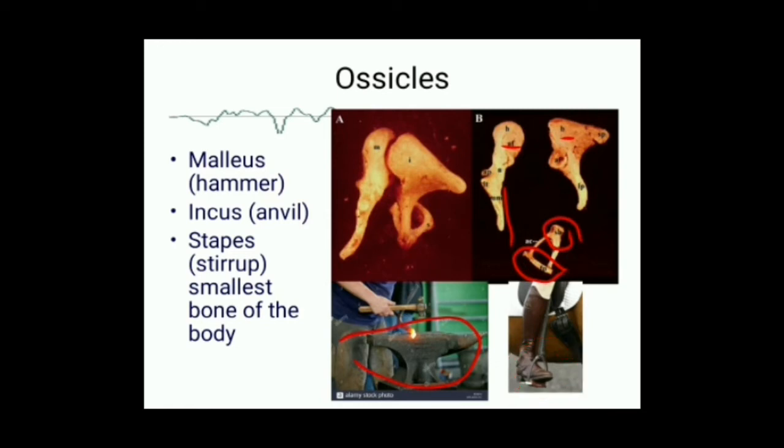How do the middle ear ossicles articulate? The head of the malleus is attached to the body of the incus. The long process of the incus is attached to the head of the stapes. And the footplate of the stapes will be vibrating against the oval window.